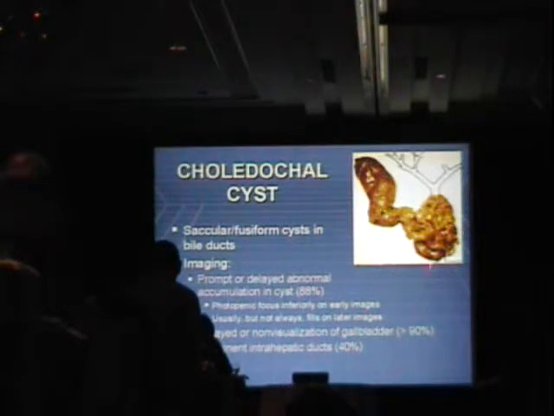Choledochal cyst is a more solitary type of lesion in the bile duct. And you can see prompt or delayed accumulation within the cyst, depending on where it's located and how big it is and so on. And it will generally fill later. We can see also non-visualization of the gallbladder in many of these cases.